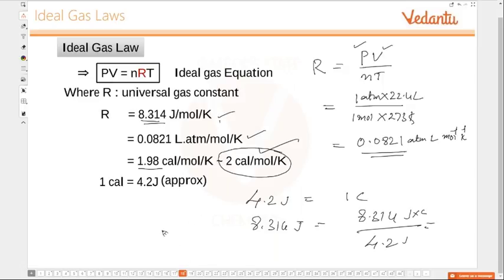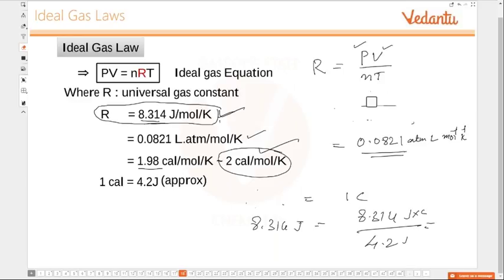So depending on the units, the value of R changes. Yes. And generally, in problems, they will provide this value of R. You don't have to remember it. You know how to derive it, even if it is not there, isn't it?